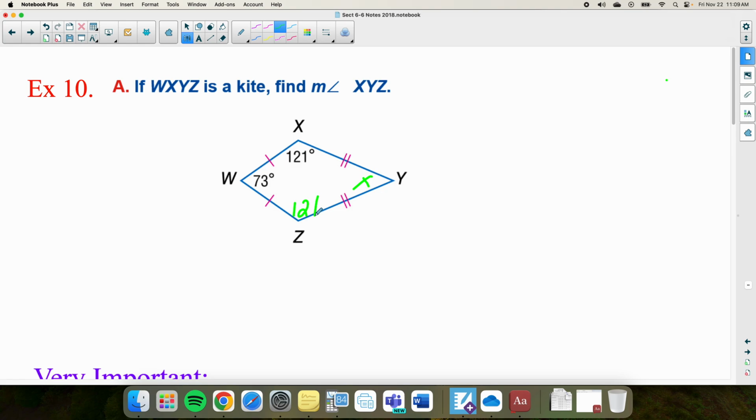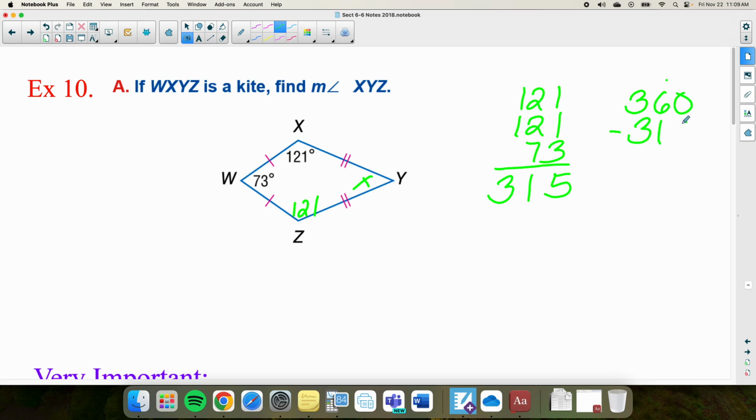Yes, you are correct. So remember the 2 angles that are between the 2 sides that are not the same are the ones that are equal. Okay, so these are both 121. So I can add, and you don't have to show the work for this, but you can add 121 plus 121 plus 73, which is going to be 315, I believe. And then you would just subtract that from 360 because that's what the 4 angles in a kite add up to. That's what the 4 angles in any four-sided figure add up to.